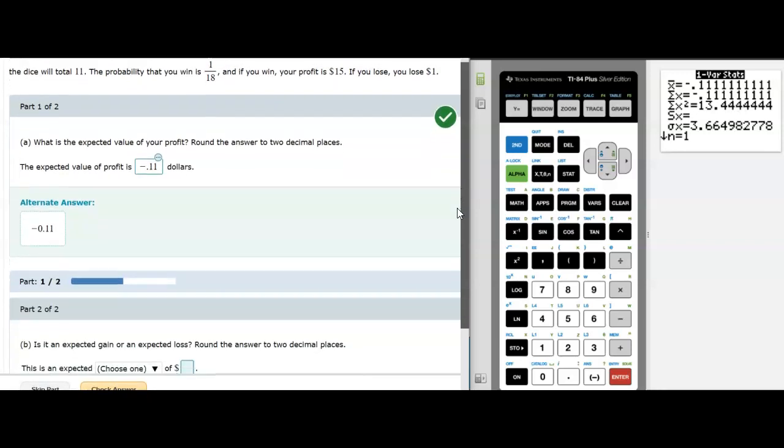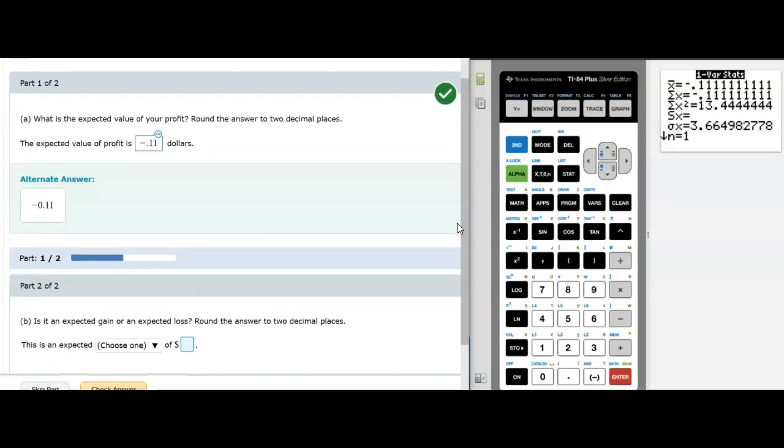And the second part of this says, is this an expected gain or an expected loss? This is an expected loss because on average your expected profit is negative. So they're saying on average you're going to be losing, what is that, 11 cents, a little bit more than 11 cents each time you play. And so this is perfect for casinos, because they want you to keep playing, because if on average you're going to lose, then that means in the long run they're going to be collecting a lot of money from you. So this is how you do example 10 from Connect.